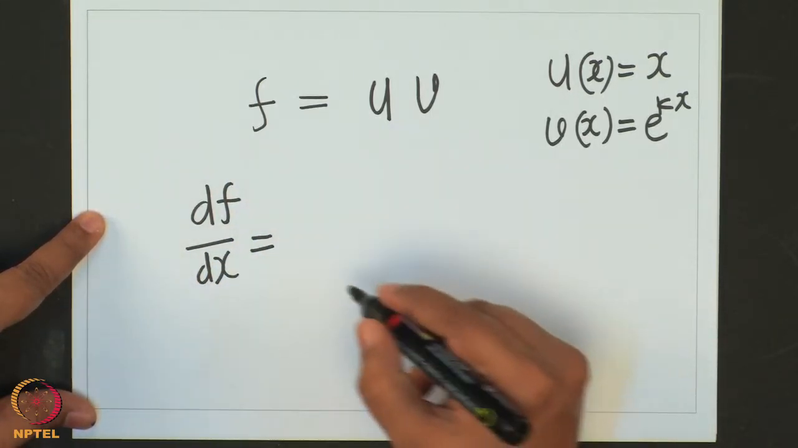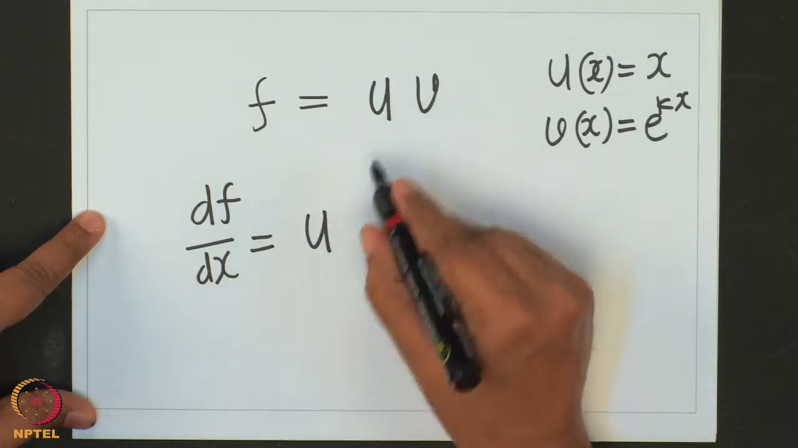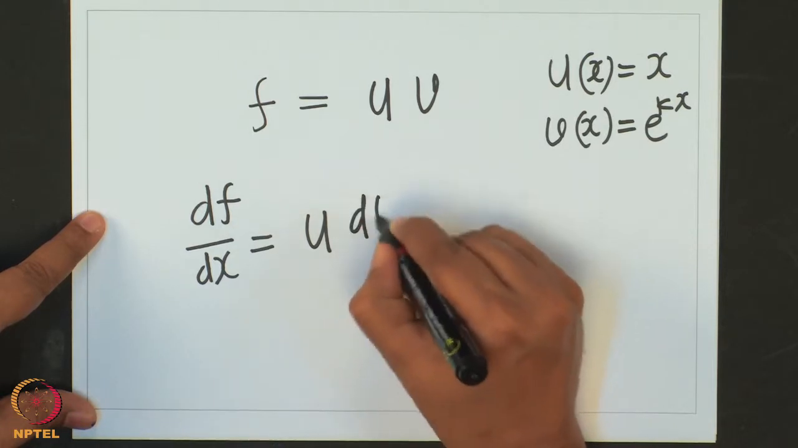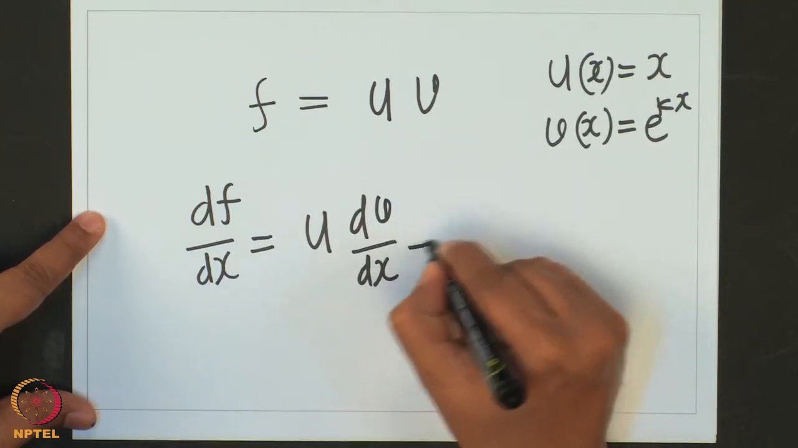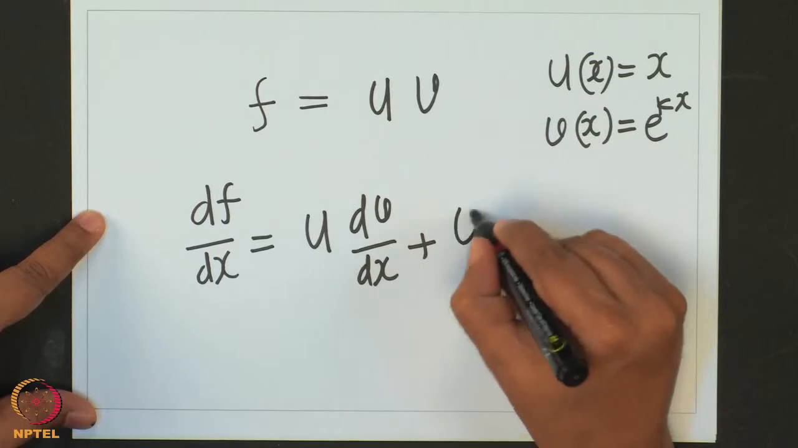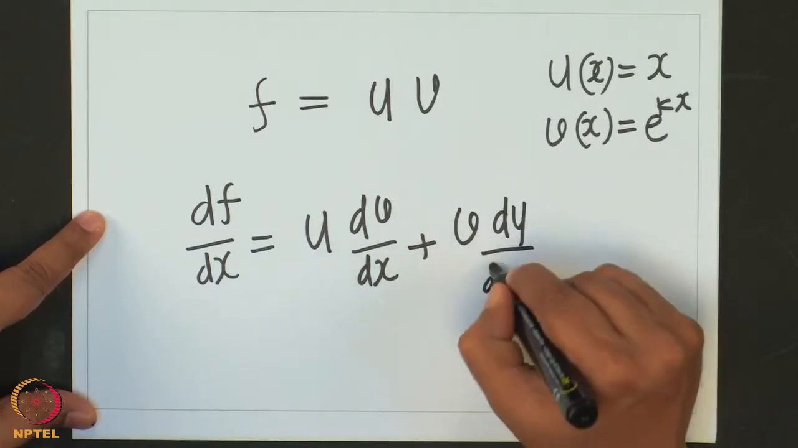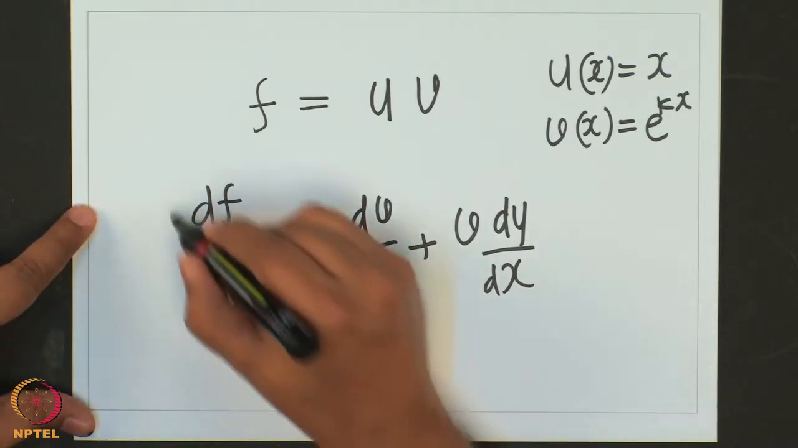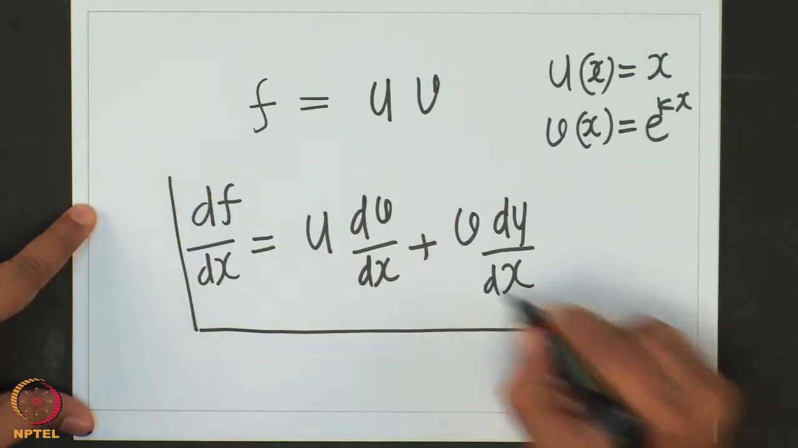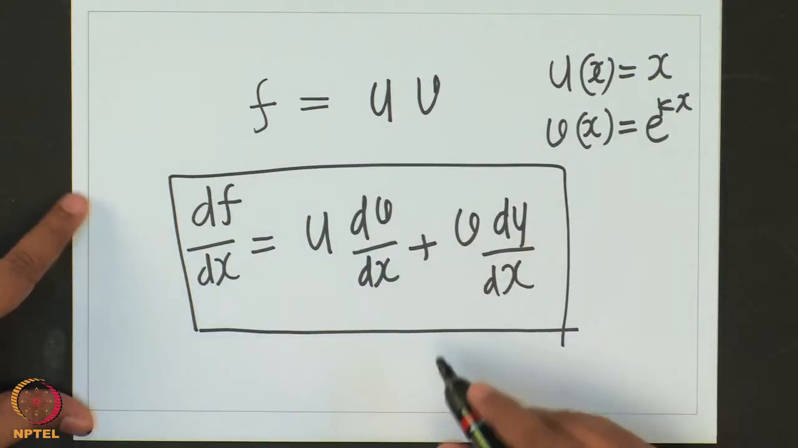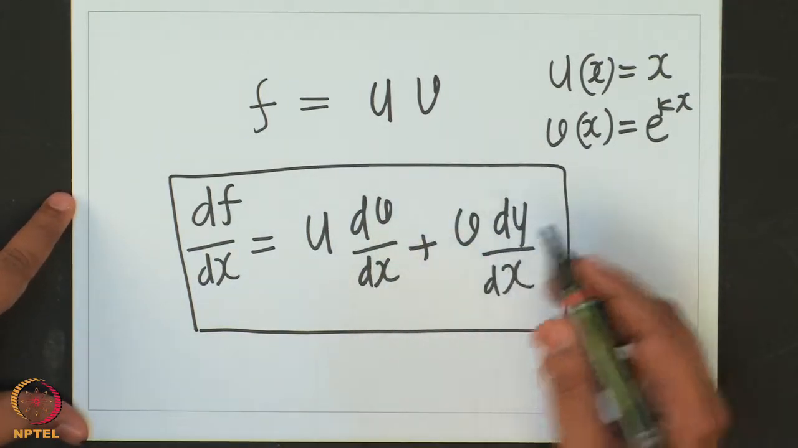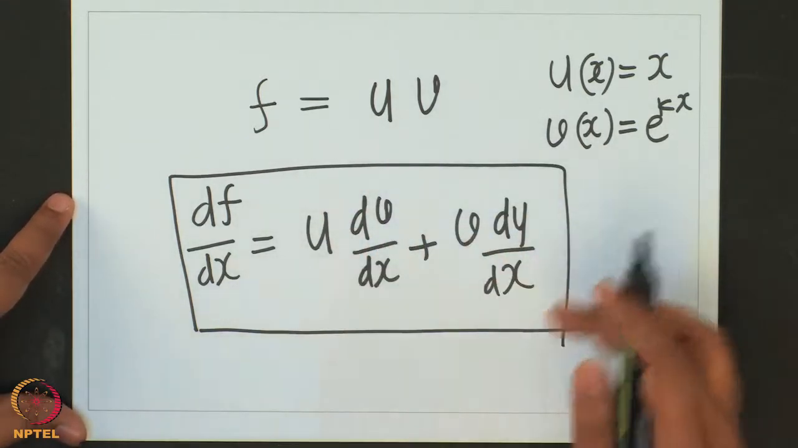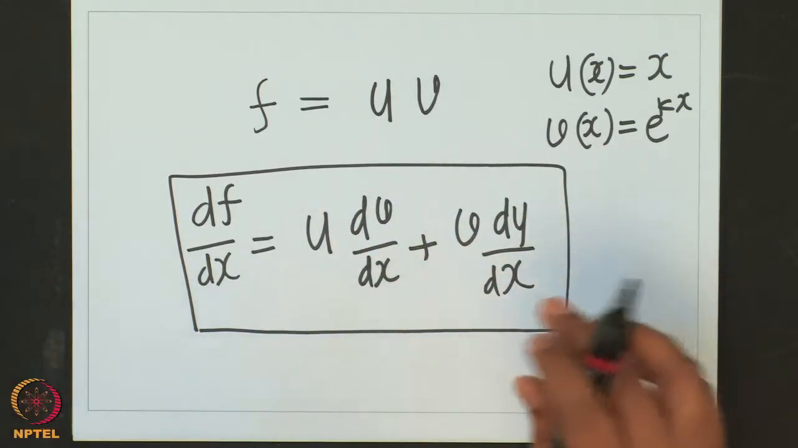We said that this is nothing but keep the first constant and find dv by dx plus keep this constant du by dx. This all one has to know. Once you know this, one can easily find out how to integrate, how do we think about integrating a function which is a product.